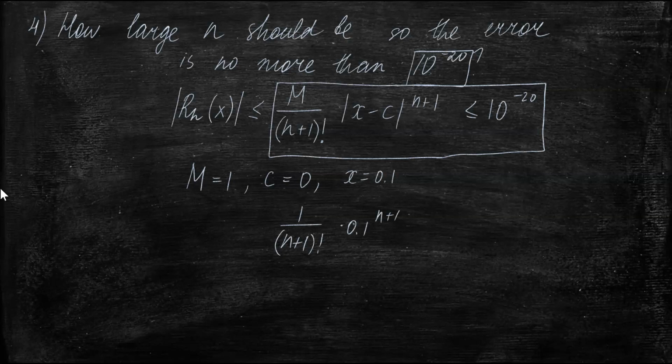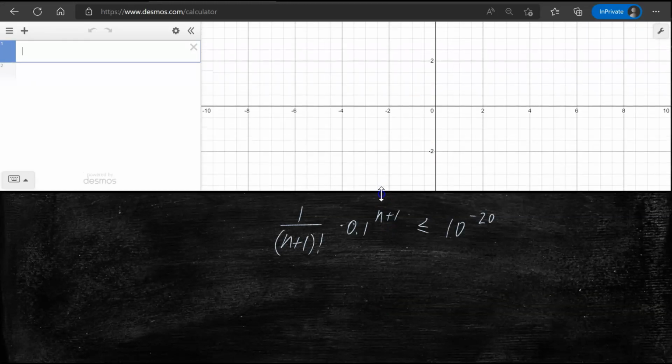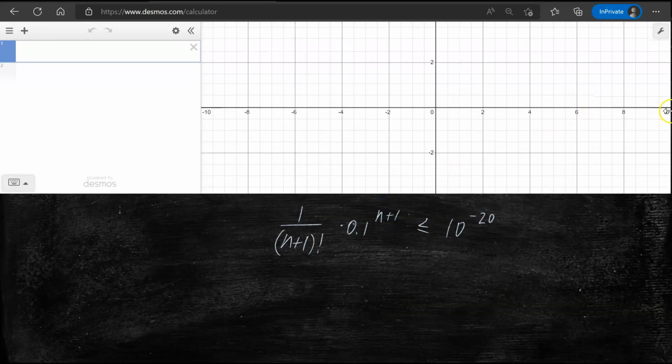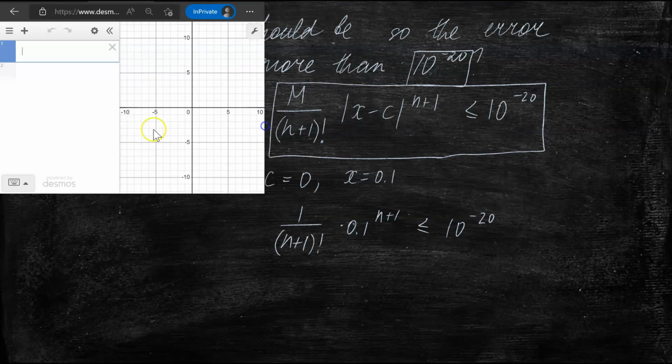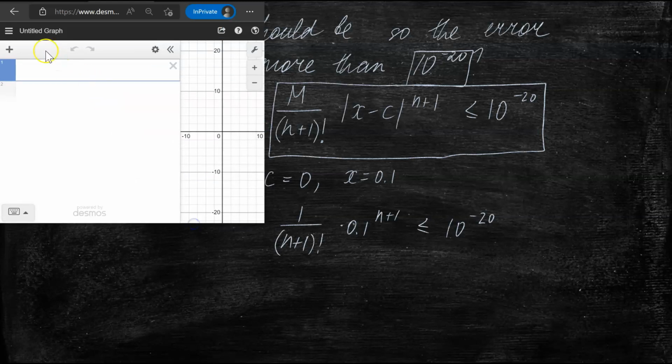And we're still going to have n plus 1 here. And this is the inequality that we have to solve. Now, to solve this inequality, we cannot do it by hand because we just don't have enough tools to solve this inequality by hand. So what we usually do is we solve this inequality with some sort of technology. And one of the easiest ways is to just use Desmos. So let's open the Desmos calculator, and let me show you how you can use Desmos to solve this inequality.